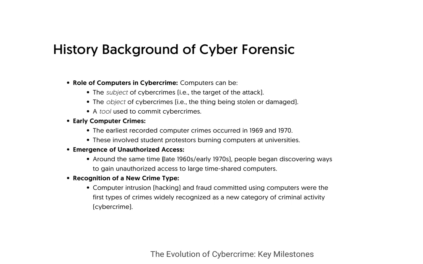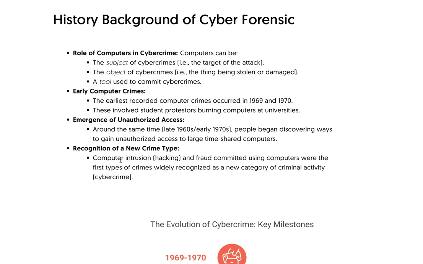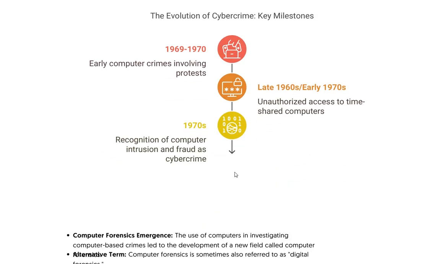Unauthorized access emerged around the same time. People began discovering ways to gain unauthorized access to large time-shared computers. So the recognition of a new crime type was computer intrusion. Hacking and fraud committed using computers were the first types of crimes widely recognized as a new category of criminal activity. So this gives you a clear picture. In the 1960s to 1970, computer crimes involved protests, and at the same time people were trying to gain unauthorized access to time-shared computers.